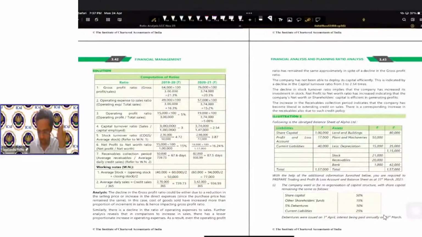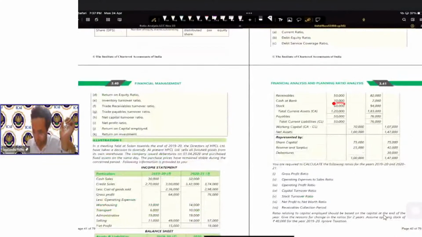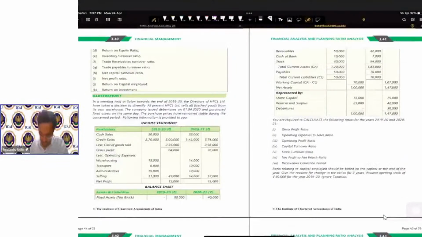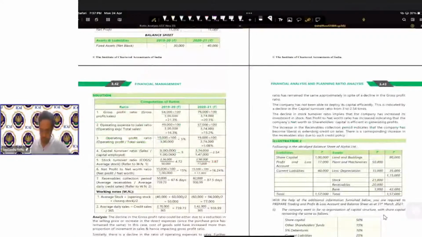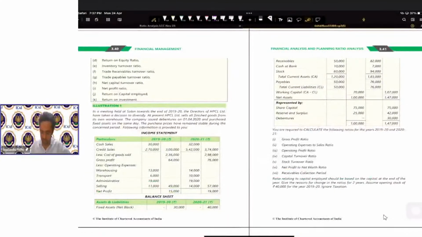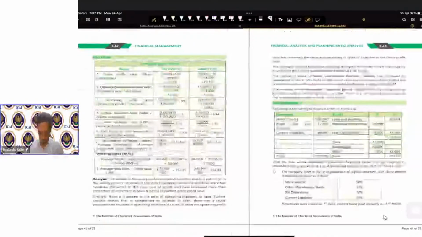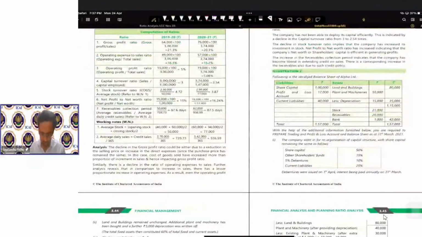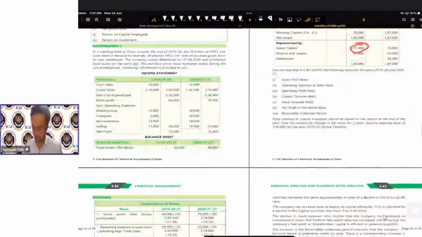And similarly, for the next year, it is the average of 60 and 94, which works out to be 77,000. You compute the stock turnover accordingly. Net profit to net worth. Net profit is this. Net worth is your share capital and reserves and surpluses, or owned funds basically. So net profit upon owned funds. This is 75,000, and over here 75 and 42, which is 117. Net profit to net worth ratio.